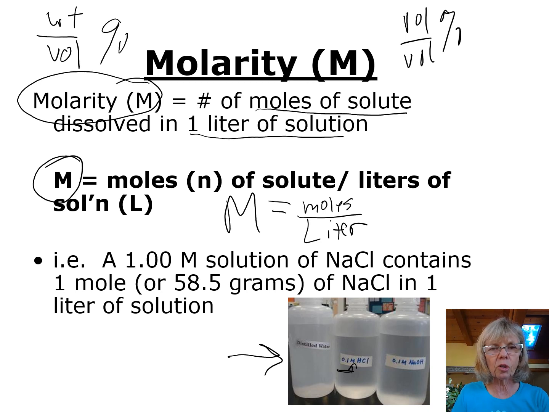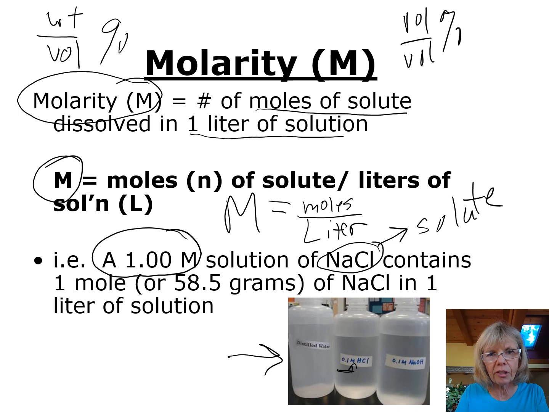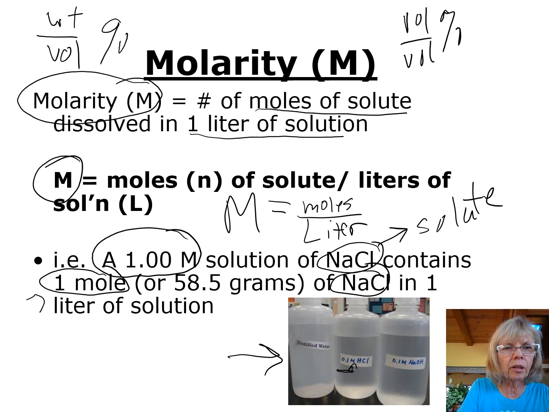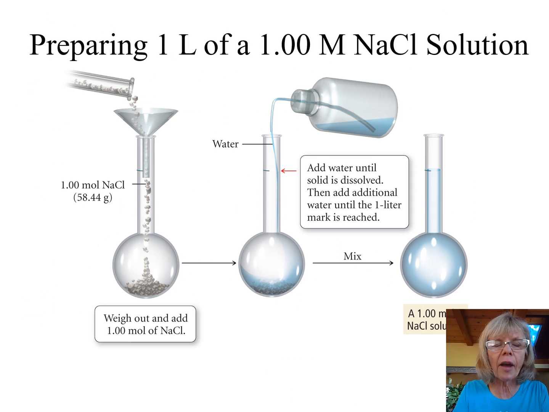So if we were to make a solution and we wanted to make a 1 molar solution and we were going to use salt, salt would be our solute, what's being dissolved by our solvent, which would be water. And if we wanted a 1 molar solution, it would contain 1 mole of sodium chloride dissolved in water to get a total volume of 1 liter of solution. So this is showing you how you could make it.